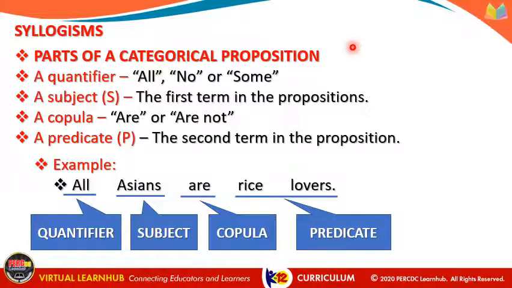predicate. Now, it is very important to know what these parts are. They are very important when determining the validity of syllogisms, especially the subject, the predicate, and our quantifier. So kindly take note of them. We will be needing them in future lessons.